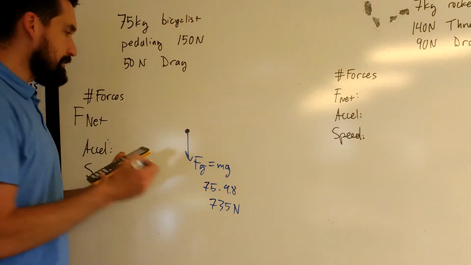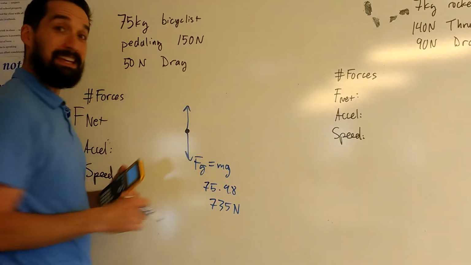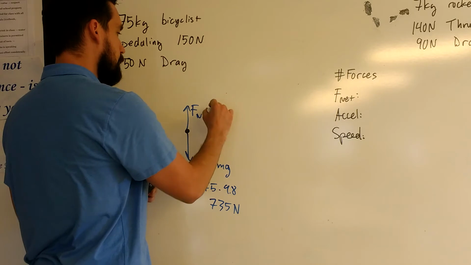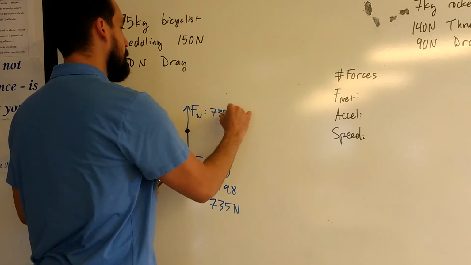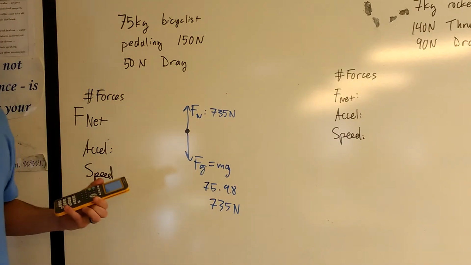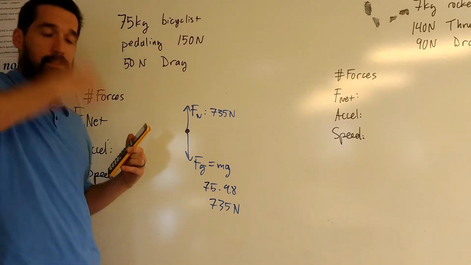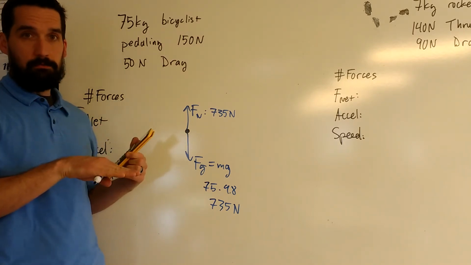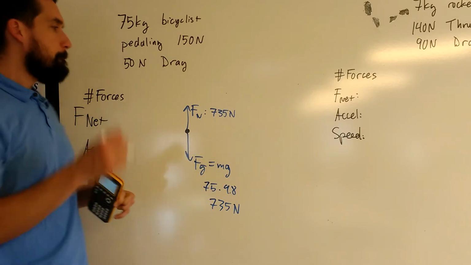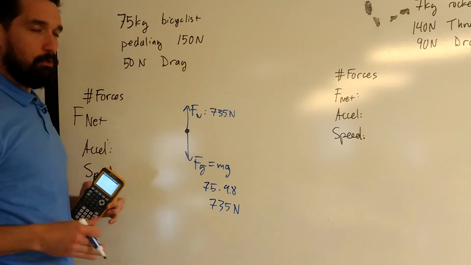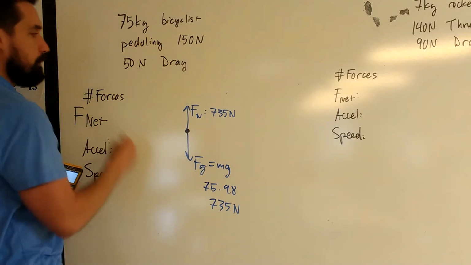Now, what does that mean? That means now we can take that and determine that the normal force will be equal and opposite to that. We'll call that Fn, and that will also be 735 newtons, but in the opposite direction. Now, the bicyclist is not experiencing any changes in the state of motion vertically. They're staying on the ground, right? No wheelies, none of that. But they are pedaling to generate thrust or an applied force, and that's 150 newtons.